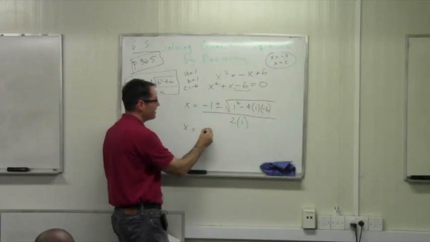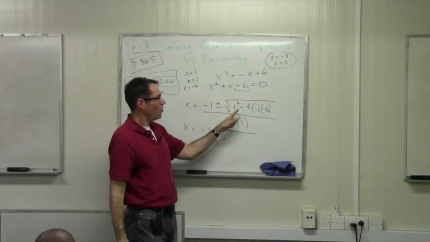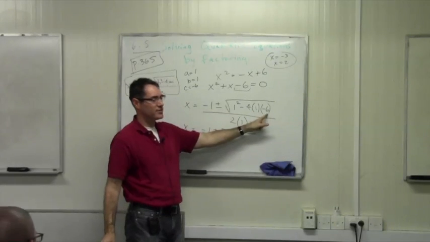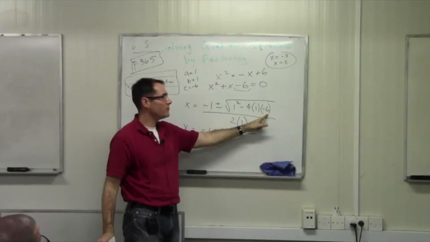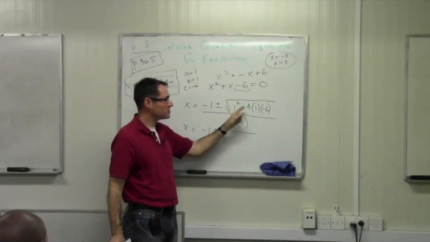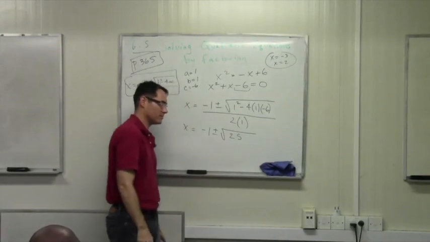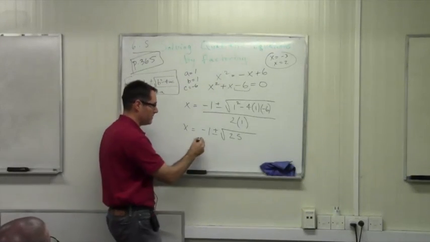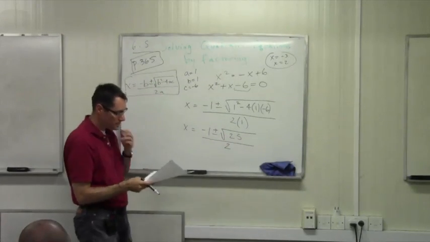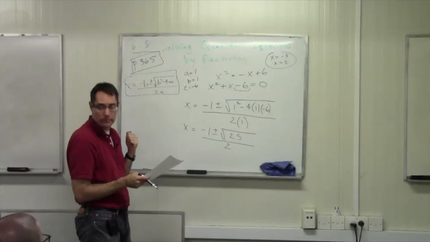X equals negative 1 plus or minus the square root. OK. What is negative 4 times 1 times negative 6? 24. What is 1 squared? 1 squared plus 24 is 25. OK? 2 times 1 is just 2. All right.